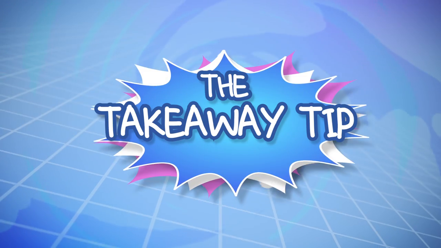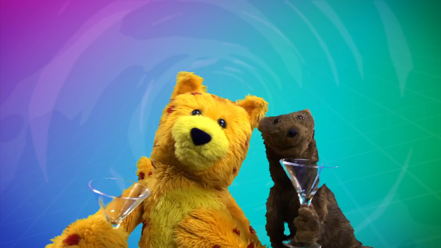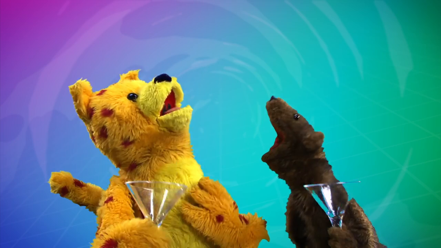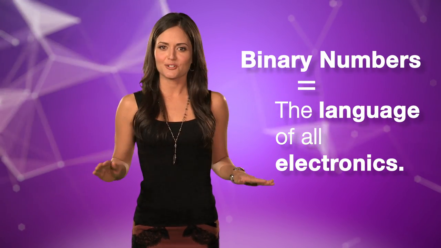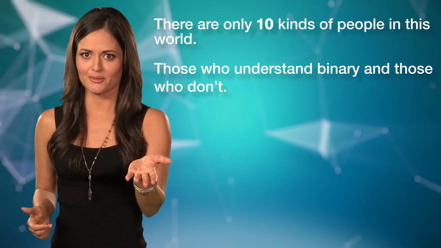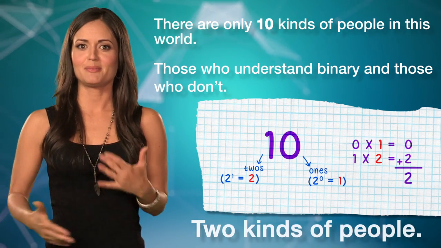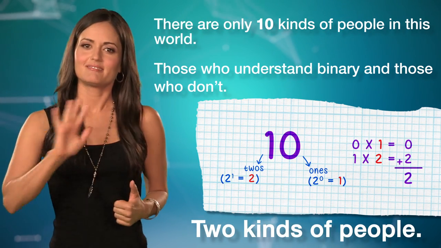Time for the takeaway tip. The takeaway tip is just a little tidbit of mathy goodness to make you look smarter at cocktail parties. Yes, calculus! Oh, yes. The square root of brilliance, double clink! Today's tip? Binary numbers are the language of all electronics, a bunch of ones and zeros. Oh, and by the way, now you totally understand this joke, right? Because what's 10 in binary? 2. So there's 2 types of people. Get it? Just nod and smile.